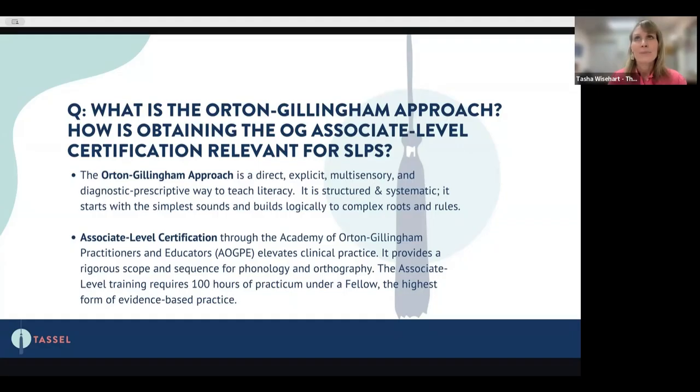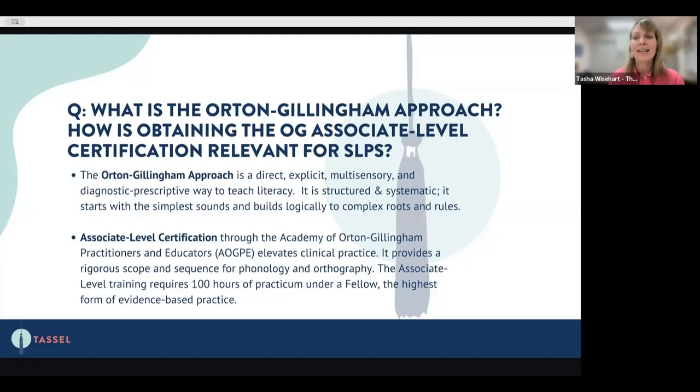I think it's great for SLPs because we have that phonemic and phonological awareness background. It ties into that part of our training with working with sounds and articulation. What's great about Orton-Gillingham to me is that it is diagnostic. You're not going to keep going if they're not understanding what you're doing. You're going to stay on that step for as long as it takes, and you see the gains and the progress very quickly.